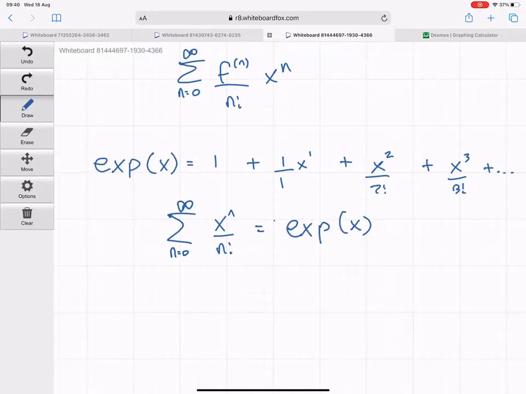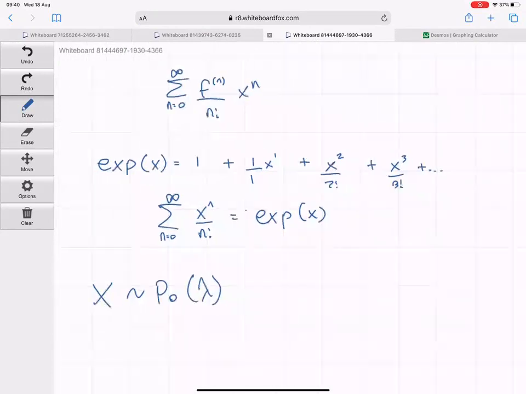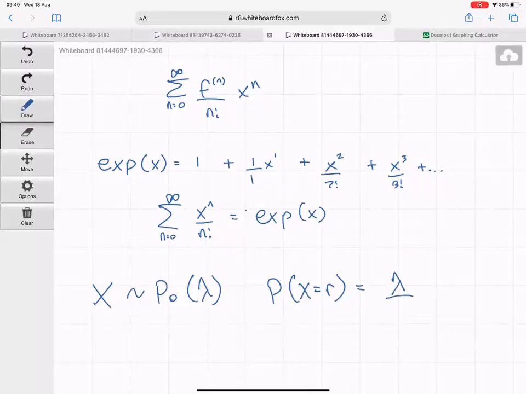Oh, okay. Yeah. If let's say we have a discrete random variable x that follows a Poisson distribution with parameter lambda, then the probability that x is equal to r is given by what formula? I forgot. Okay, it's given by lambda to the r over r factorial e to the minus lambda.